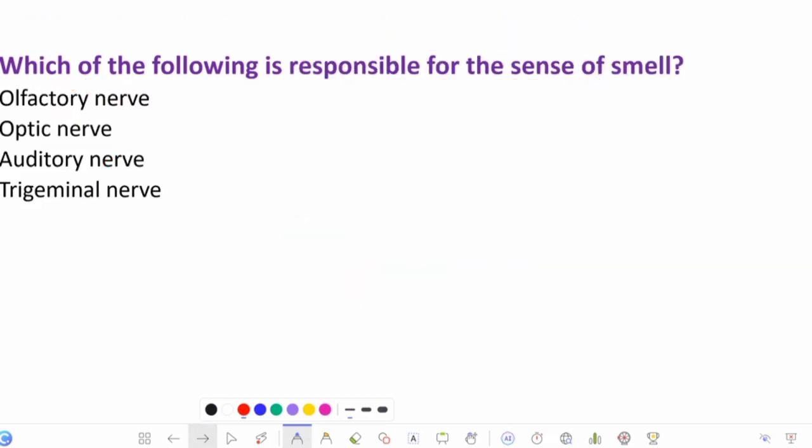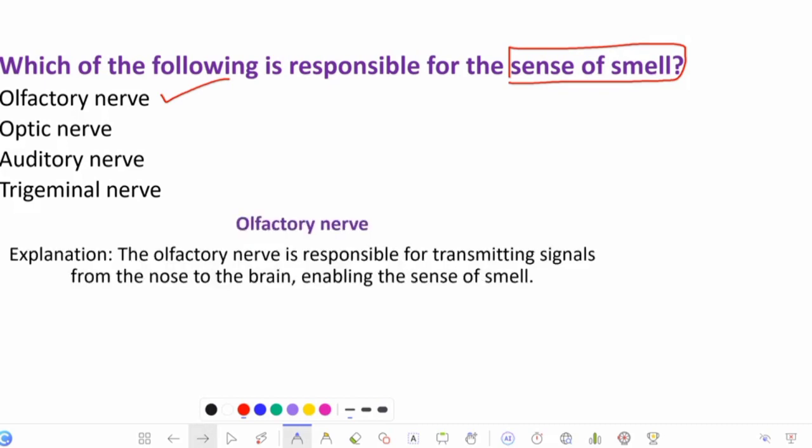Next, which of the following is responsible for the sense of smell? Number 1, olfactory nerves, optic nerves, auditory nerves, trigeminal nerves. The correct option is the olfactory nerve, which basically carries the message from the nose to the brain. The olfactory nerve is responsible for transmitting signals from the nose to the brain, enabling the sense of smell.